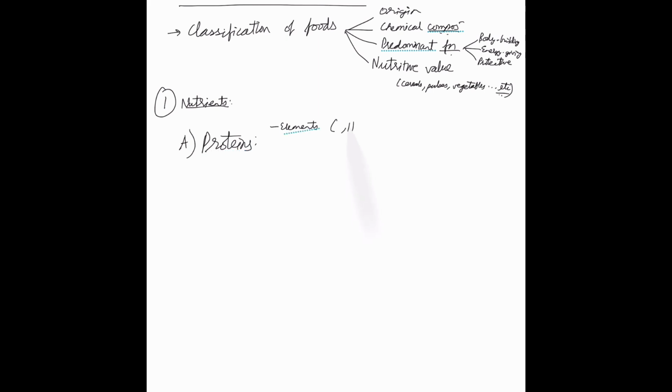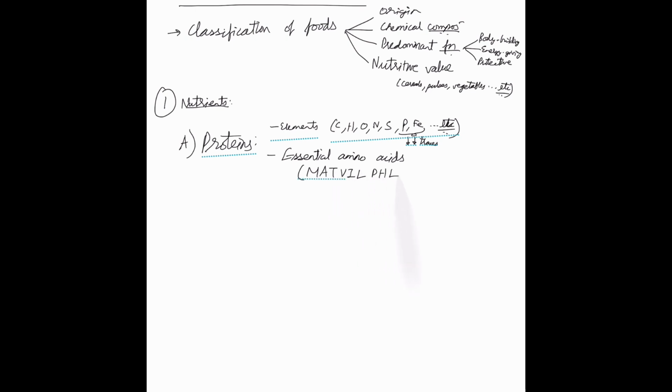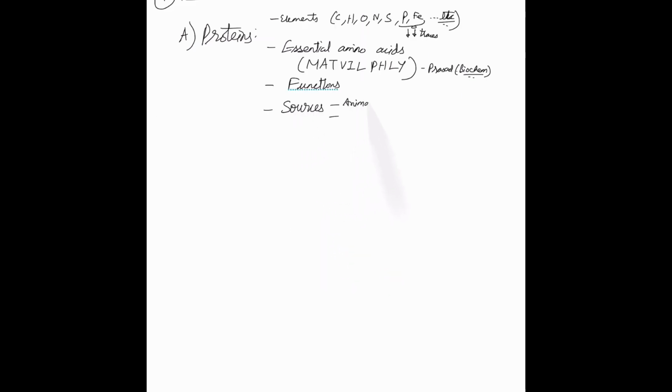So we then move on to discuss the various nutrients found in foods, starting with proteins, the building blocks of our body. So we have the various elements that can be found in proteins, which are carbon, hydrogen, oxygen, nitrogen, sulfur, phosphorus, and iron traces, to name a few. Then essential amino acids. So there's a mnemonic given in Prasad's textbook of biochemistry, "Mat will fly", and then the various functions of proteins, the sources of proteins which can be animal or vegetable, and then the supplementary action of proteins.